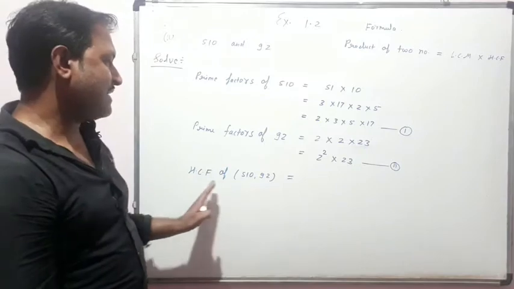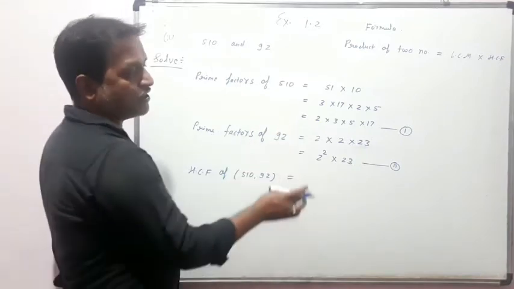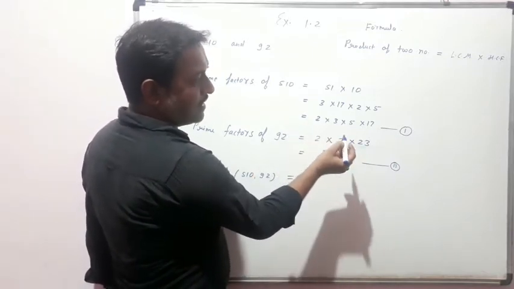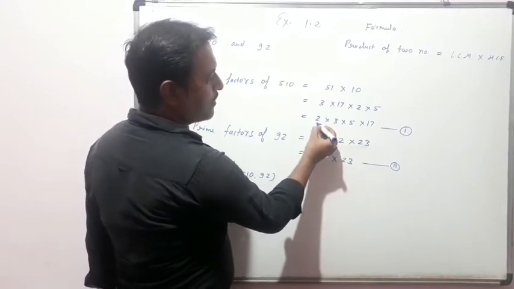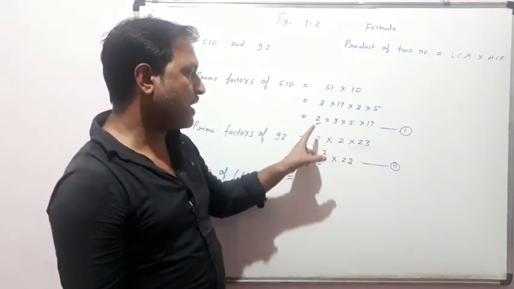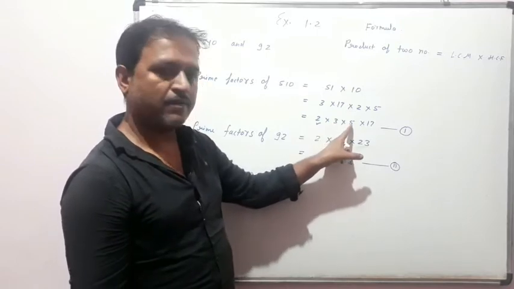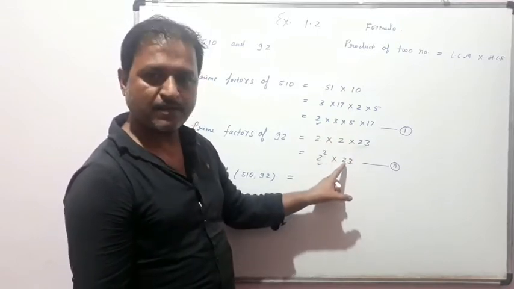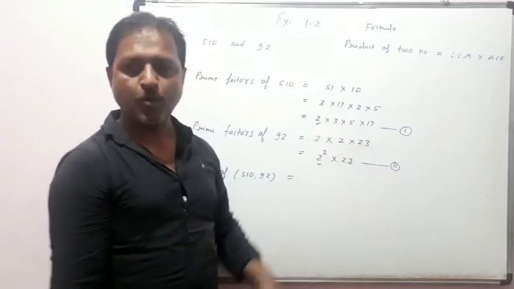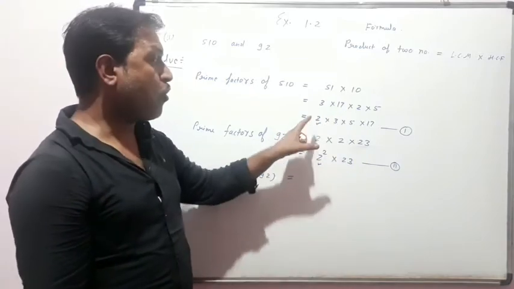To find the HCF of 510 and 92 by the prime factorization method, you first have to see what the common factors are in both numbers. You have only 2 as a common factor. 3 is here but not there, and 5 is here but unavailable there. Similarly, 17 and 23 are not common. So first of all, you have to see the common factor.